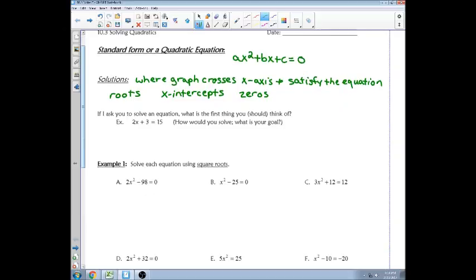If I ask you to solve an equation, what is the first thing you should think of? Well, let's see what happens here. If I want to solve 2x plus 3 equals 15, I'm going to subtract 3, get 2x equal to 12, divide by 2, which means that my x would equal 6. So what would you solve? What is your goal? The goal is to get the x by itself.